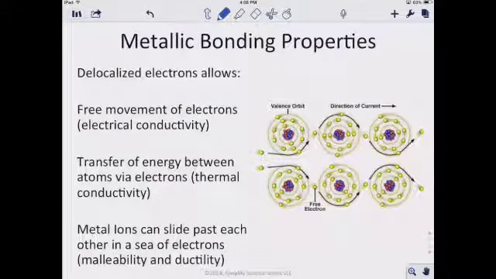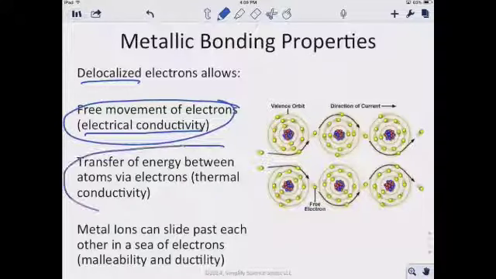When we look at metallic bonding properties, they have delocalized electrons. What that allows is the free movement of electrons. So basically, metals conduct electricity because metals really don't hold on to their electrons. They share them with all the other atoms in the metal. We have the transferring of energy via electrons, meaning metals can heat up. So they can conduct electricity, and they can heat up really easily because all these electrons are shared between all of them. It's different than covalent because they're just kind of everywhere. Everybody can take everybody's electrons, and they don't really belong to anything.